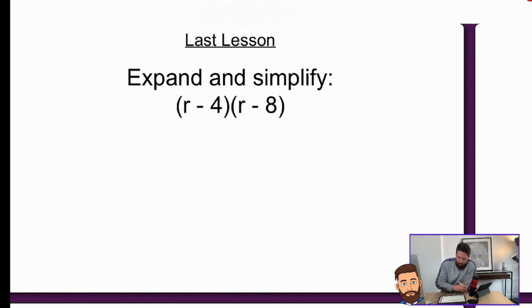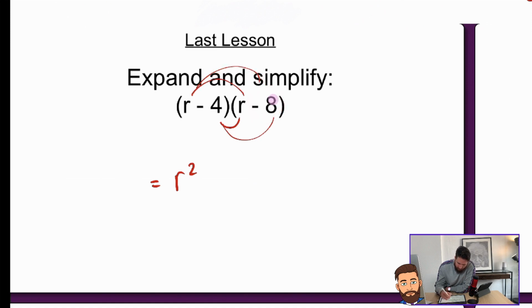So this first one, expand and simplify. To expand and simplify, there's two methods. You can either do the FOIL method, which is the quickest and easiest way, or you can do the grid method. I'm just going to do the FOIL method here. Here we need to do r times r, gives me r squared. Then I need to do r times -8.